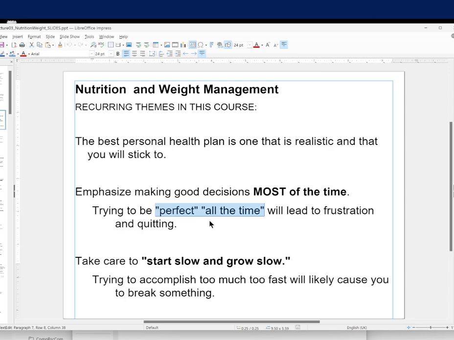So do not try to be perfect, and do not try to stick to whatever plan you came up with all the time, because you will fail. You are a human being. You're not a robot. You will fail. So what is the sustainable way for behavior change? It is to start slow and grow slow.